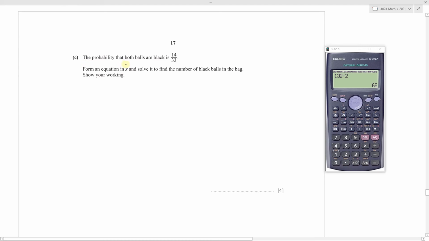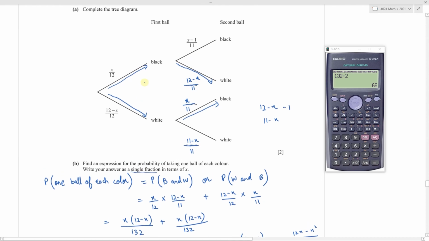Part C. The probability that both balls are black is 14 over 33. Form an equation in x and solve it to find the number of black balls in the bag. Show your working. So probability of both balls black means the first one black and the second one black as well. So let's go back to our probability tree here.